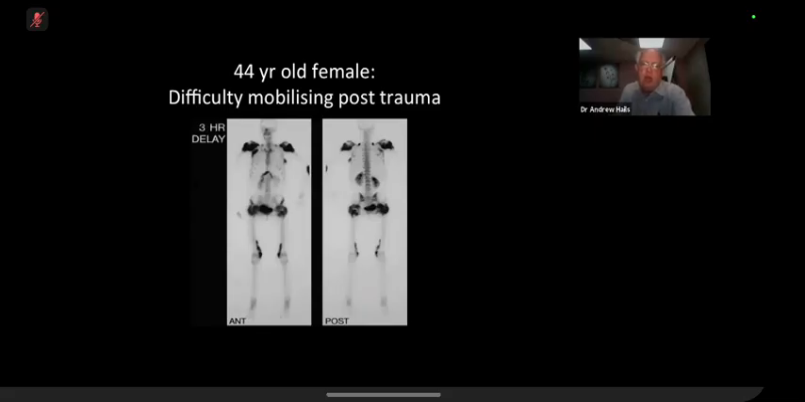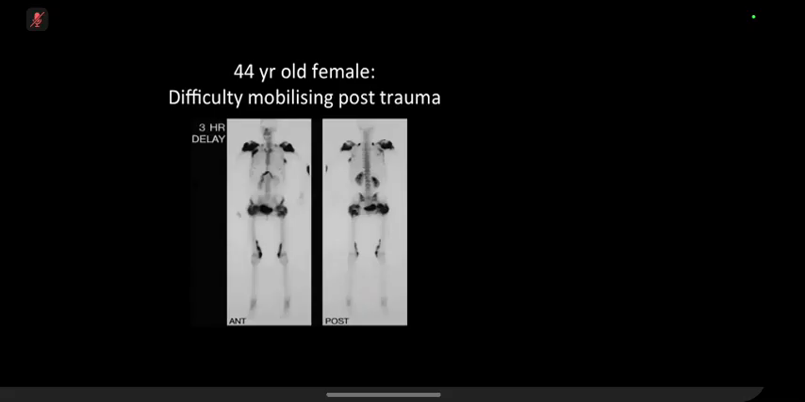Now, somebody who's had previous trauma, particularly severe trauma, may present like this. Would you have any idea what this might be? It's not a very common thing. I'm thinking so they've got uptake in both shoulder joints and both hip joints, and then along the medial margins of the distal femurs. And they've had difficulty mobilizing.